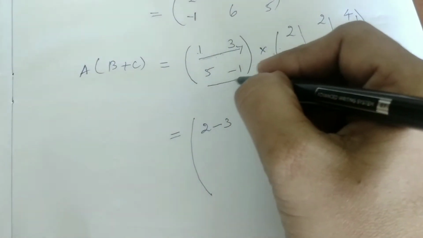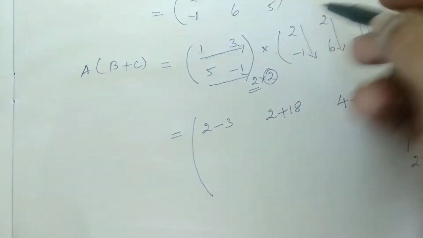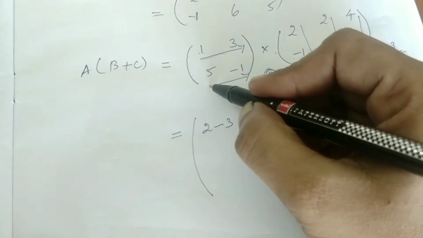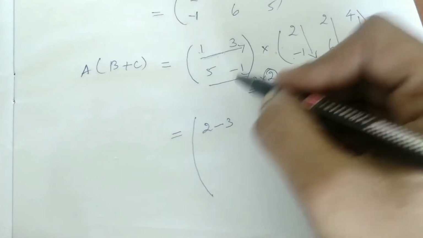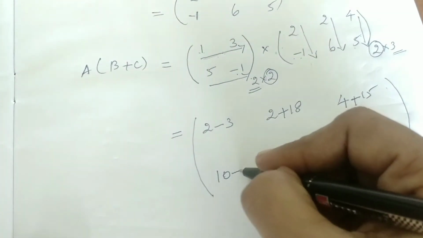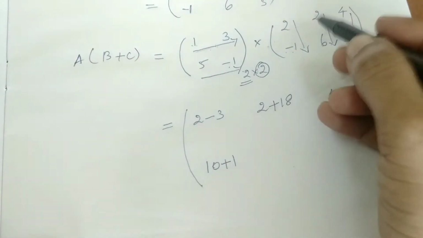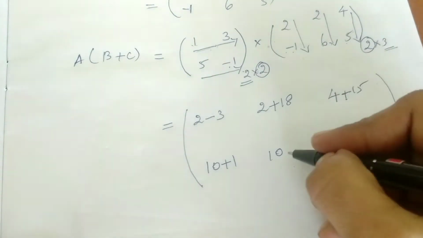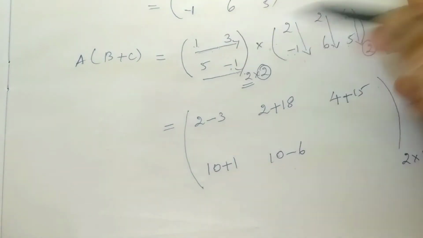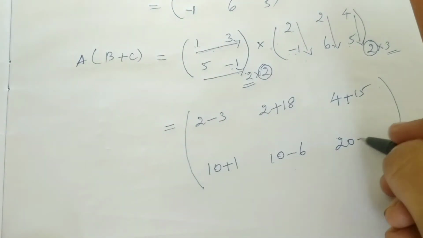We are having the second row. Take the second row in the first matrix, multiply the second row with each and every column of the second matrix. Understood clearly? So take this second row, multiply the second row with the first column. 5 2s are 10, minus 1 into minus 1, plus 1. That's all. And then take second row with second column. 5 2s are 10, minus 1 into 6, minus 6. That's all. And then take second row, multiply with third column. 5 4s are 20, minus 1 into 5, minus 5.